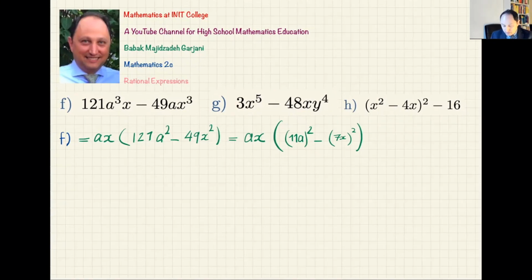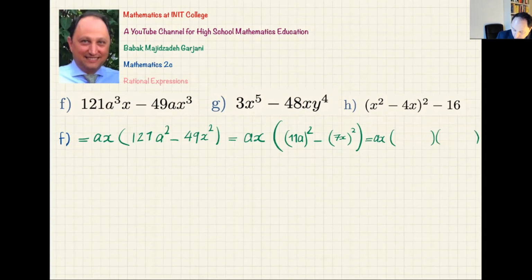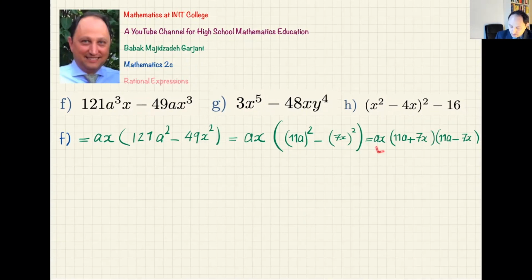It reminds me of the conjugate pattern. So what can I do? I can write ax, I open two pairs of brackets, I take the square root of the first one and put it here. So it becomes 11a here, 11a there, and then 7x here and there. And then I choose one of them to be positive, one of them to be negative, and it doesn't matter which one is which. So this is the fully factorized form of this expression. Any questions?